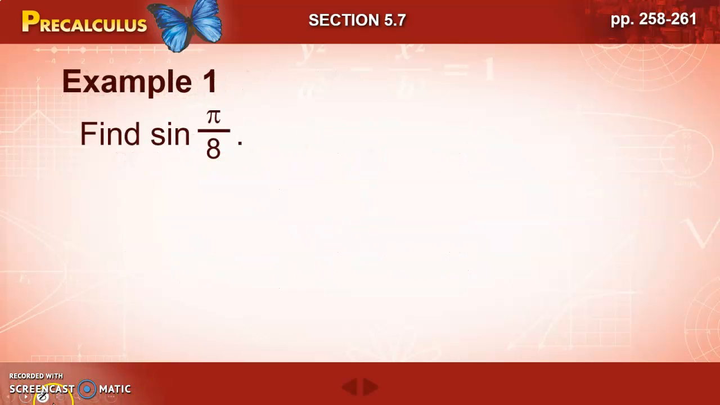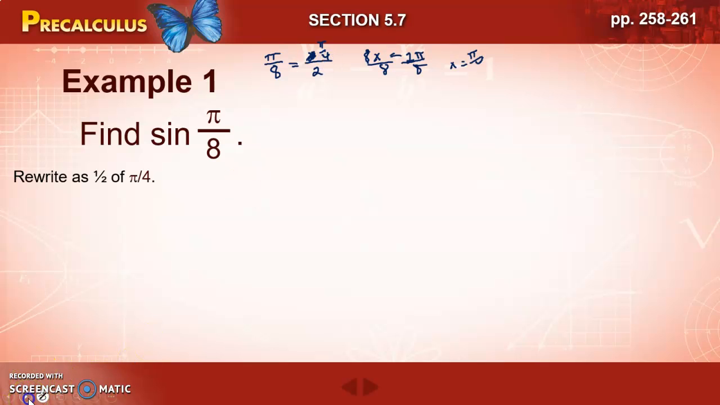So let's find sine of pi over 8. The first thing that we want to do is rewrite pi over 8 as a half angle. So if you're not sure how to do that, let's think: pi over 8 is the same thing as what over 2? If you cross multiply and then solve for x here, you get x equals pi over 4. So pi over 8 is the same thing as pi over 4 over 2.